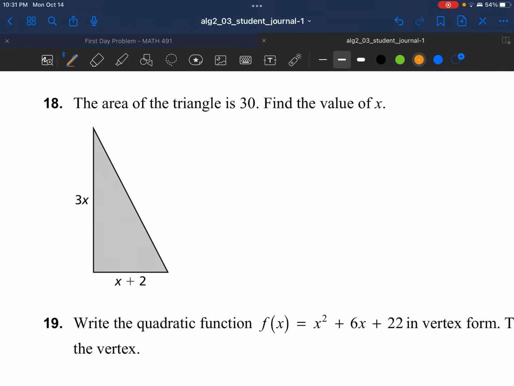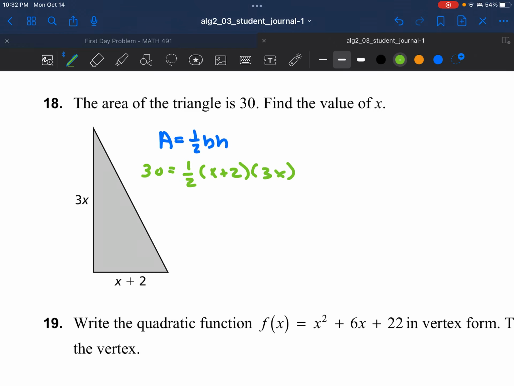Okay. This one's quite fun. The area of a triangle is 30. Find the value of x. Well, I know that the area of my triangle equals 1/2 my base times my height. Okay, I know that the area is 30. So we're going to have 30, oops, let me do this in green here. 30 equals 1/2. My base is x plus 2, and my height is 3x.